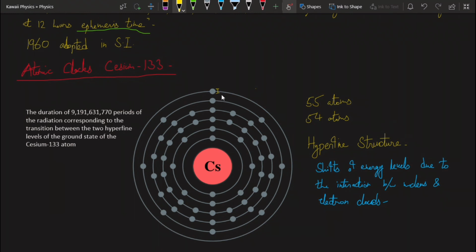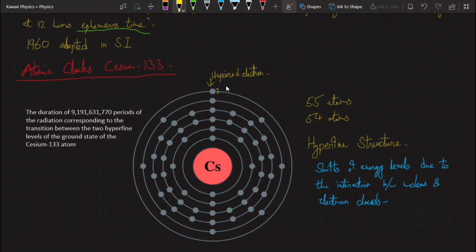Why are there two? Why is the hyperfine level created? Because this is an unpaired electron. If you wanted a paired electron, then in the outermost shell it must have two electrons, but instead we have one. So that is why the hyperfine structure is in action, because of this single unpaired electron.